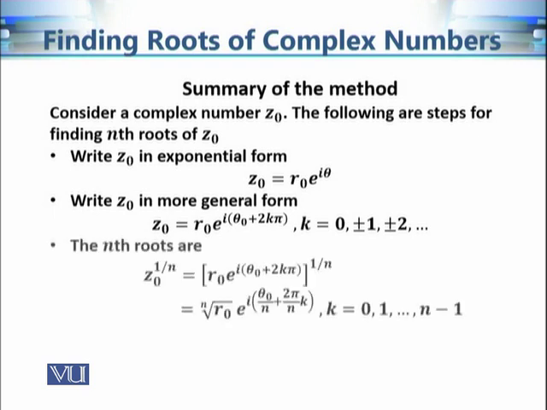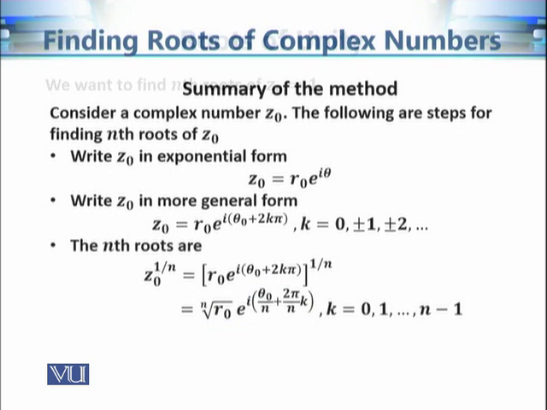And in the third step, we raise the power of this exponential form by 1 by n, and from our previous discussion, this gives me the following answer. There are 3 steps for calculating nth roots of a given complex number. Now, what is the variation of k? We discussed that the variation of k is going to be from 0 to n minus 1. So they are going to be exactly the nth roots of a given complex number z0.